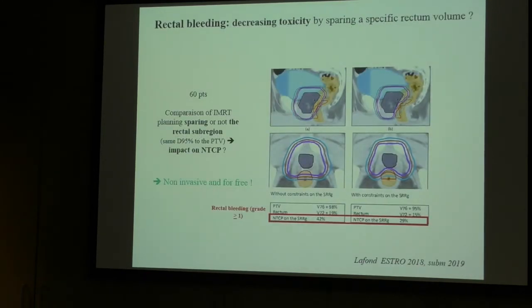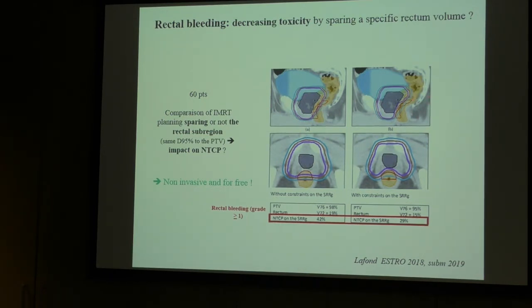Another issue behind that: it's good news to have identified such a subregion to be able to predict the risk of toxicity. But behind that, there is the issue: are you really able to spare this subvolume to decrease toxicity? And this is also current work, trying to really check that it's possible not only to predict toxicity, but maybe to decrease toxicity by sparing this subvolume area.